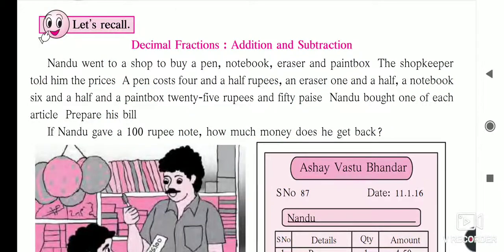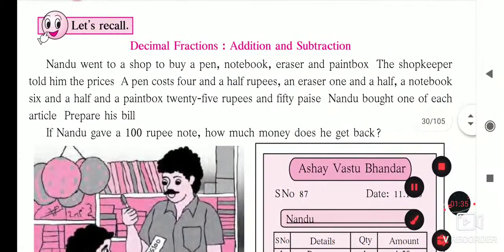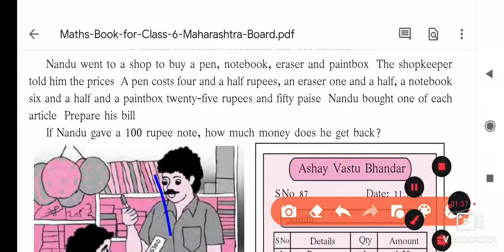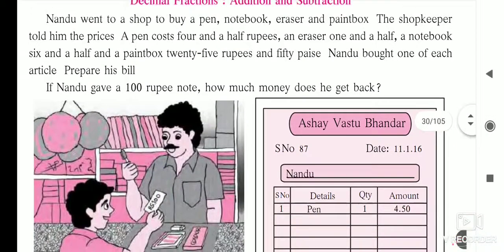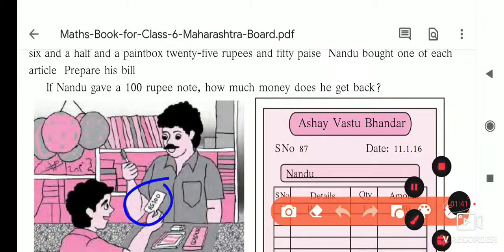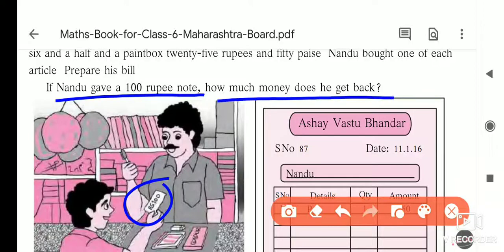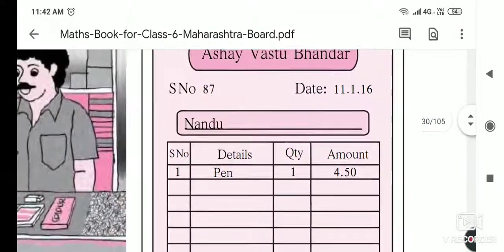Okay. Now Nandu gave a 100 rupees note. See in the picture, how many rupees is Nandu giving to the shopkeeper? See here, it is 100 rupees. So Nandu gave a 100 rupees note. How much money does he get back? Okay. So first of all we will see the bill here.